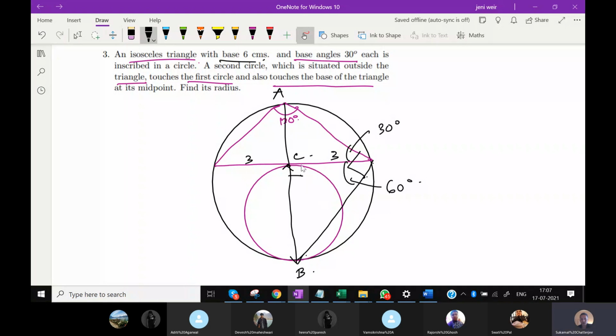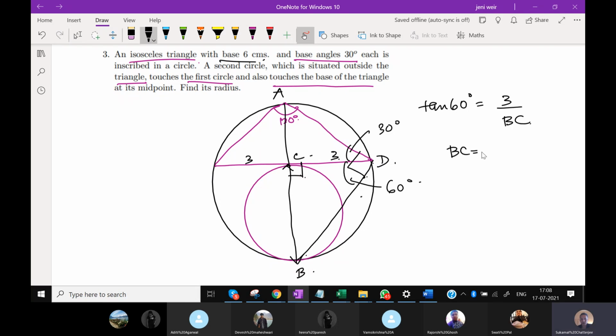BC would be, this is 90 degrees. So I will use the rule of cosine. So that means 3 by 60, 3 by BD would be cosine 60, and I need BC, so I will use the tan rule. So tan 60 is 3 by BC.